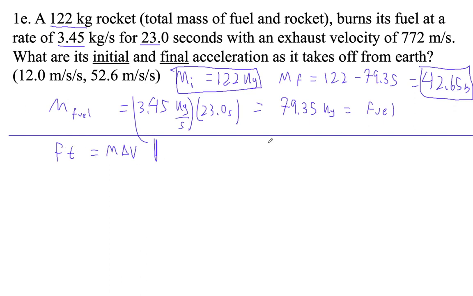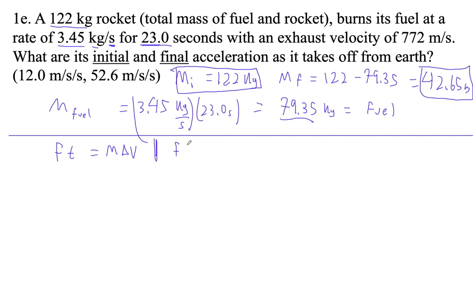time. So I could either use 79.35 kilograms of fuel in 23 seconds, or I could use 3.45 kilograms in 1 second. It doesn't matter which, because they're the same ratio. There's only a factor of 23 difference in the numerator and denominator, okay? So I choose to use the 3.45 in 1 second because that makes my math easier.